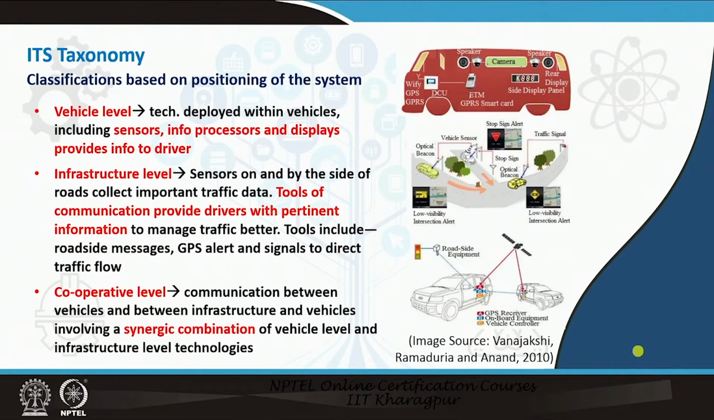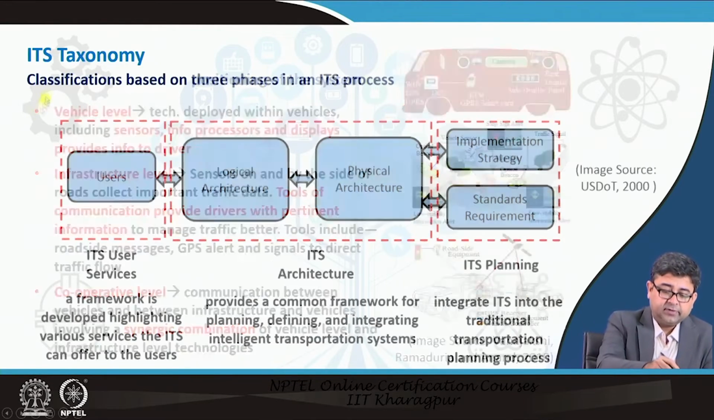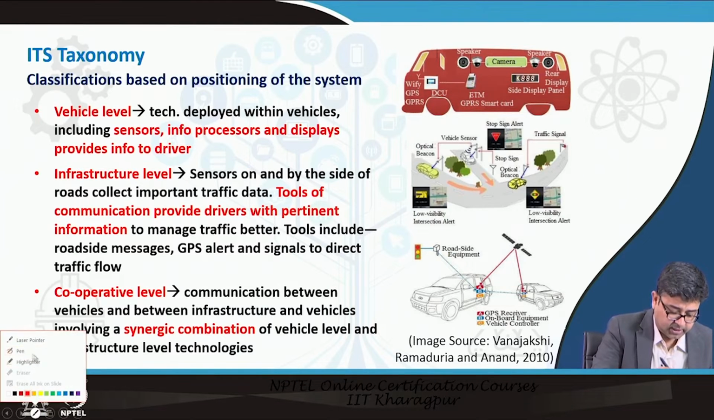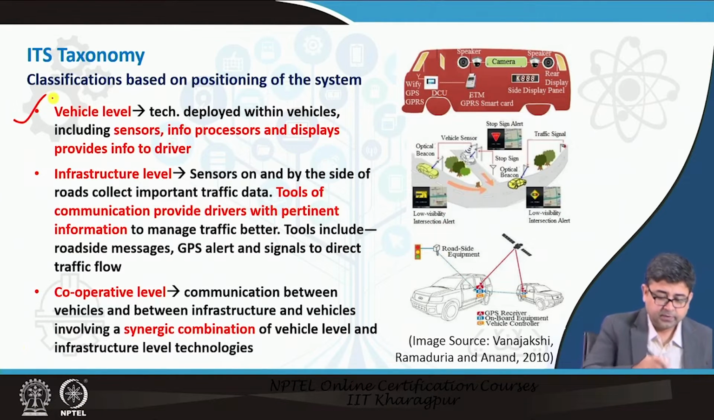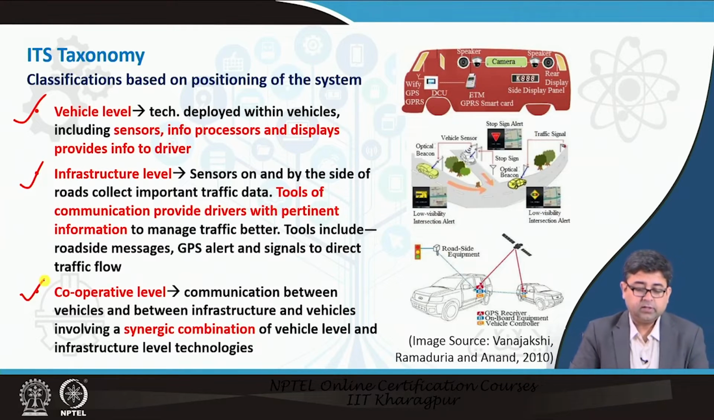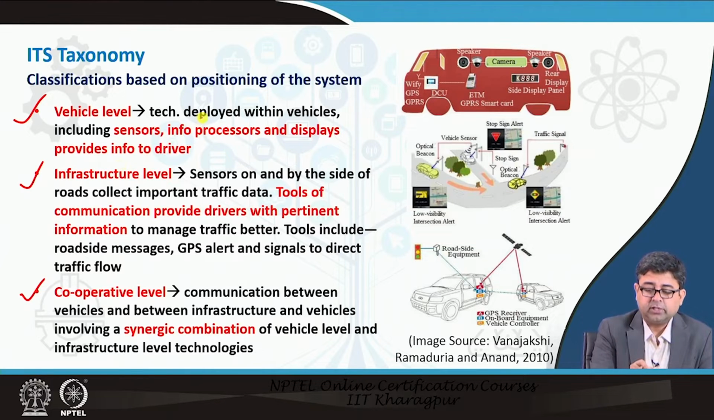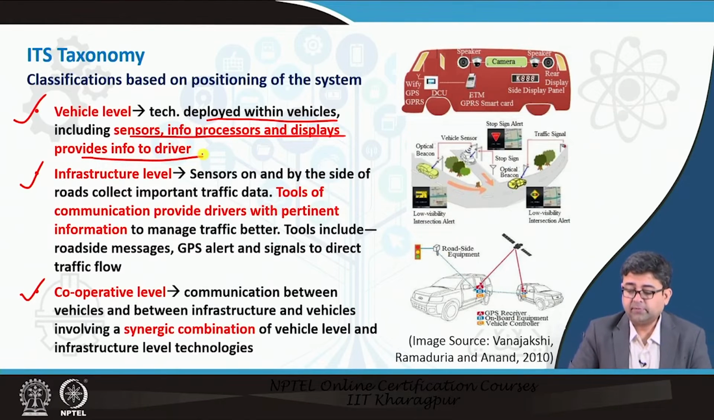When we are talking about ITS, we usually are talking at three different levels, right? We are either talking at the level of the vehicle, or the level of the infrastructure, or at a cooperative level. So, when we are talking at a vehicular level, we are talking about technology that can be deployed within the vehicles, including sensors, processors, as well as displays, which provide information to the driver.